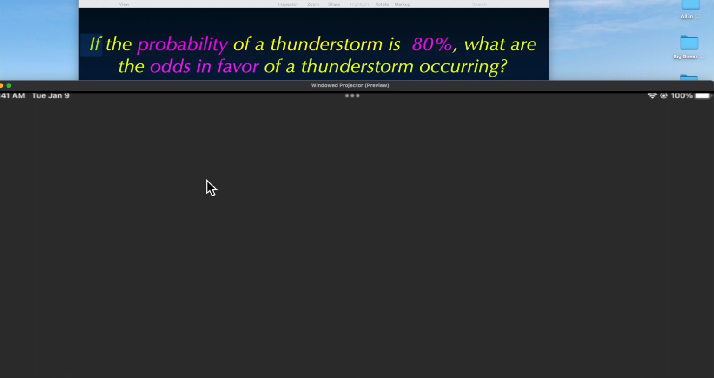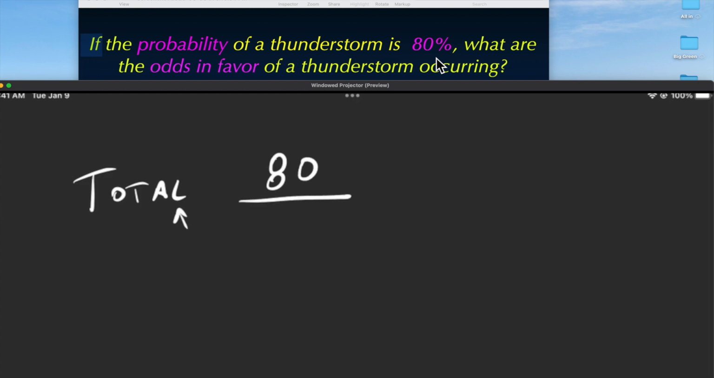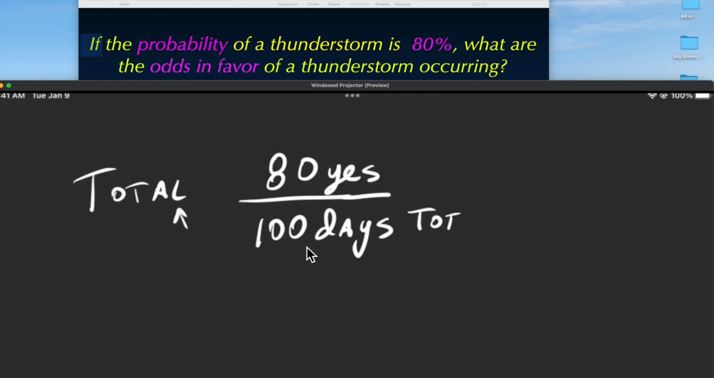In this next problem, we are asked if the probability of a thunderstorm is 80%, what are the odds in favor of the thunderstorm occurring? So immediately, when you see that word probability, you recognize that total is going to be involved. Okay, so if you have a probability of 80%, that means 80 days out of a total of 100 days, you will have a thunderstorm. So 80 yes thunderstorm out of 100 days total. Now, folks, if there's 80 yes days for every 100, how many no days are there for every 100? 20.